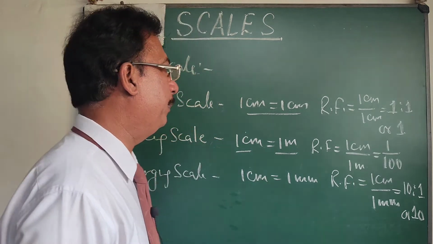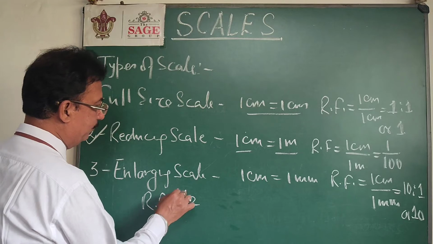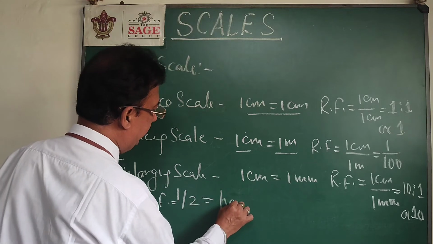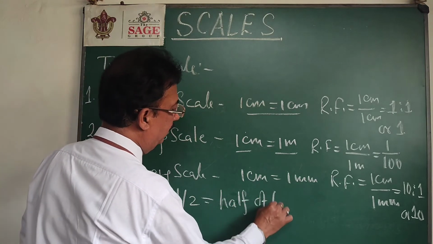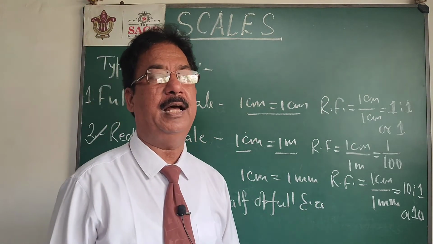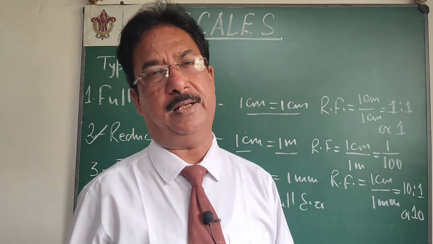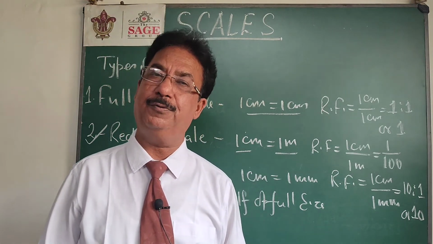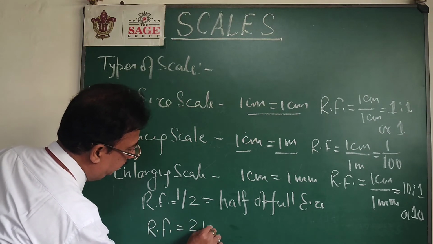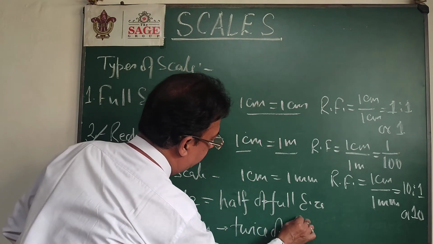Sometimes people use this to suggest, suppose I am using RF 1 by 2, as full size scale RF is 1, so RF 1 by 2 we will say is a scale half of full size scale. If I am using RF 1 by 5, then I am saying that I am using a scale that is 1/5 of the full size. RF 1 is to 10, I am using a scale that is 1/10 of the full size. Reverse of that, if I am using RF 2 is to 1 or 2, then I will say that I am using a scale that is twice of full size.